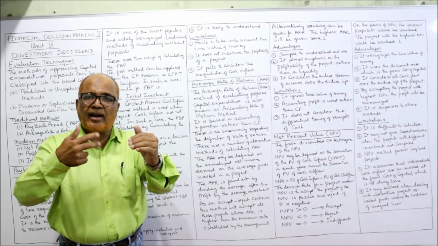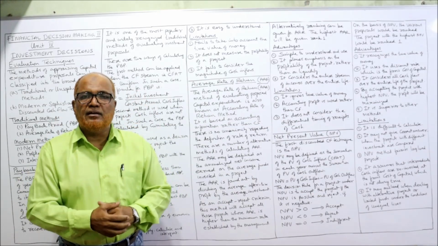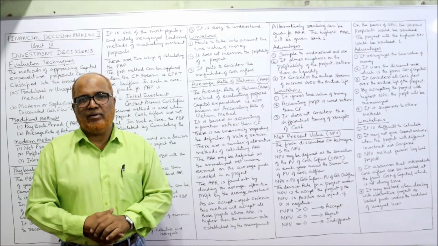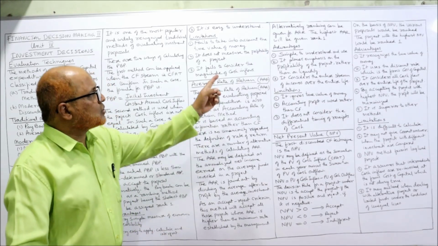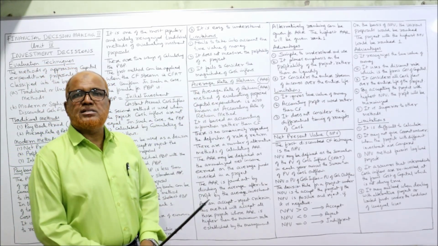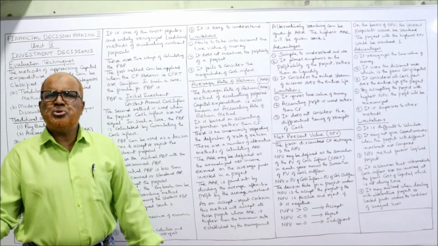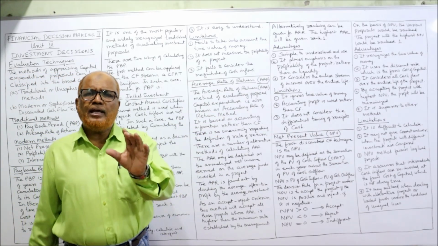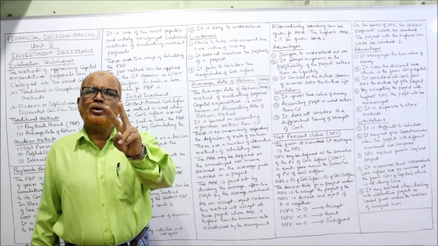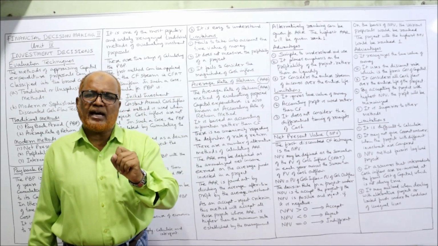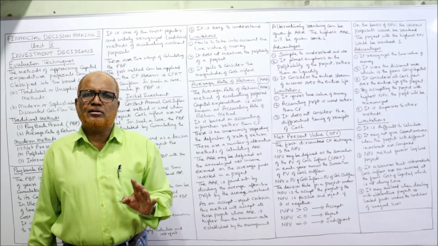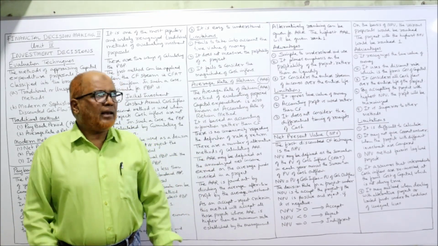Below that will give rank 2. Below that will give rank 3. Like this, ranking can be given, right? This is called the ARR. Now, advantages. The advantages of ARR: simple to understand and use. It's not so difficult. The only two things you require are average profit after tax and average investment. So easily you can calculate.